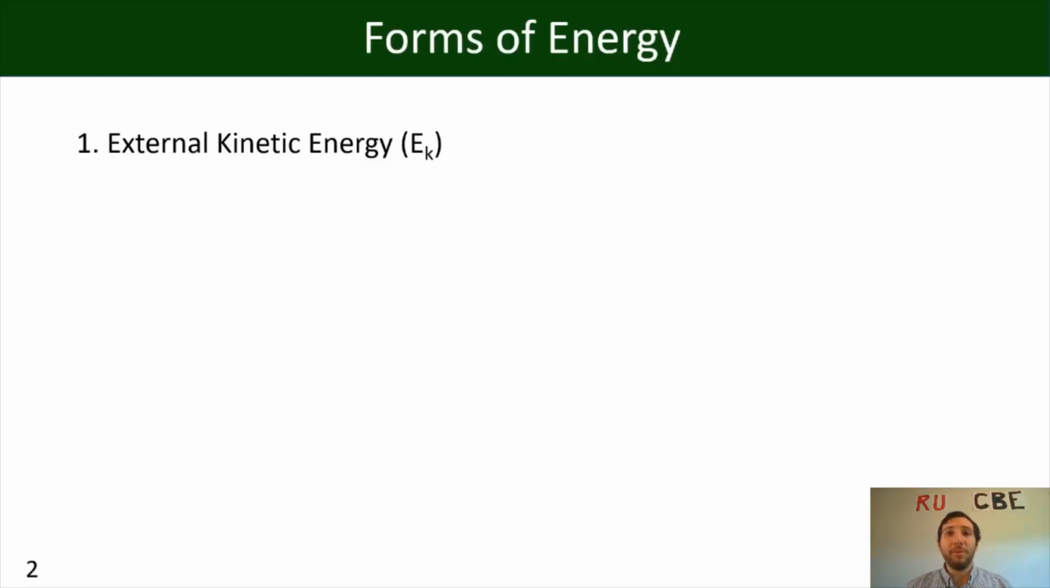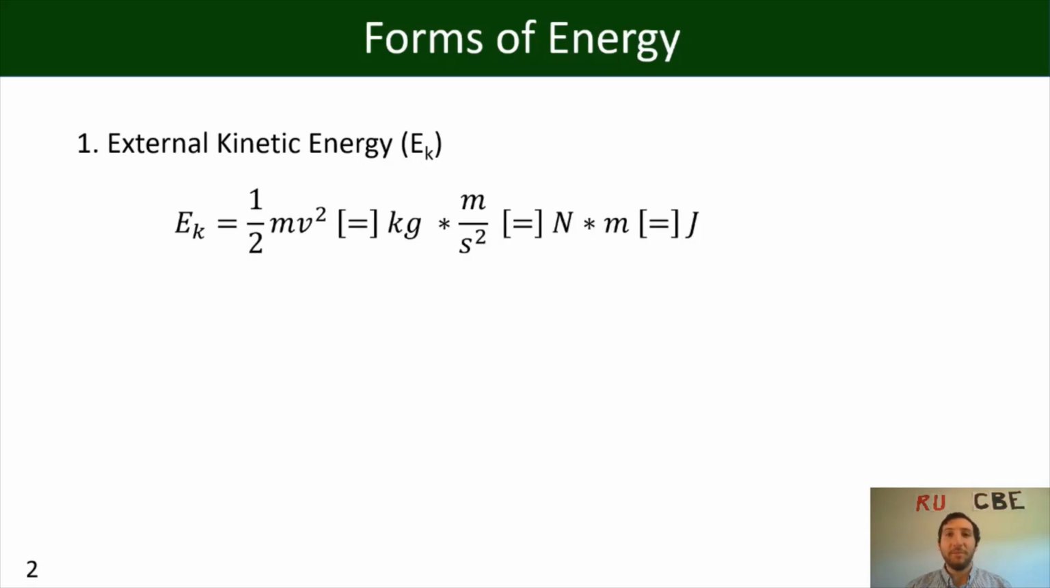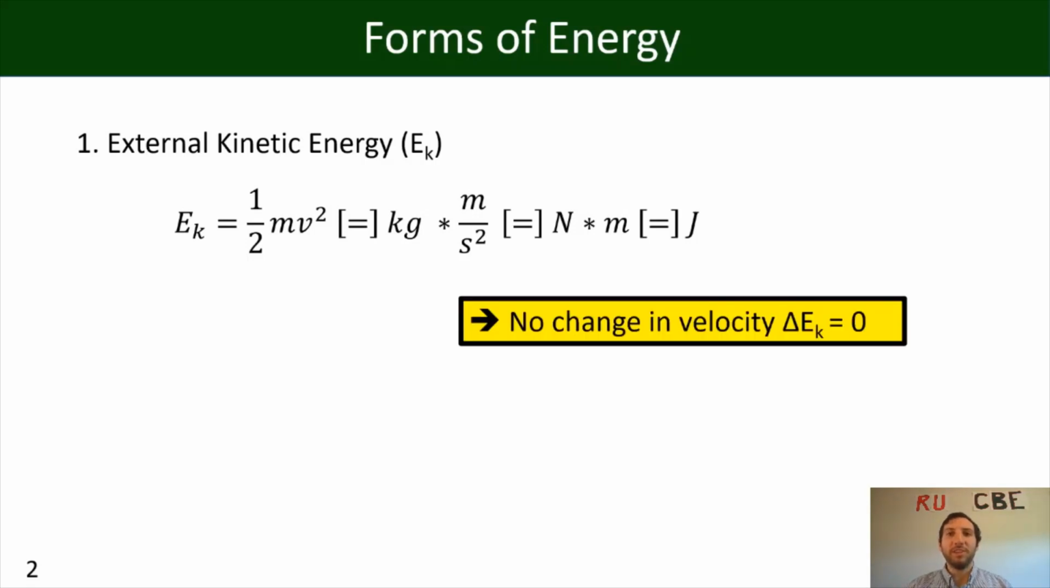where, as you may remember, kinetic energy is equal to 1/2 mass times velocity squared, where your units are going to be kilograms times meter per second squared, which turns into newtons times meters, which ultimately will turn into our unit of energy, joules. And as you may remember, when you have no change in velocity, that means that you have no change in kinetic energy. All right, pretty simple so far.